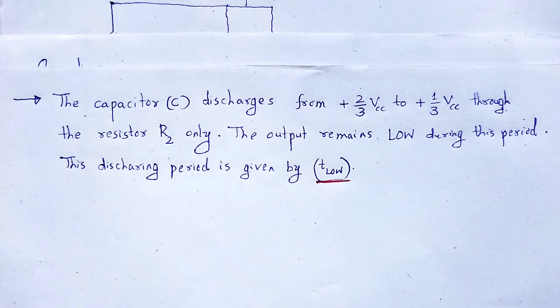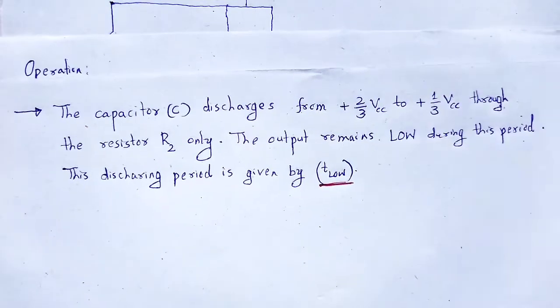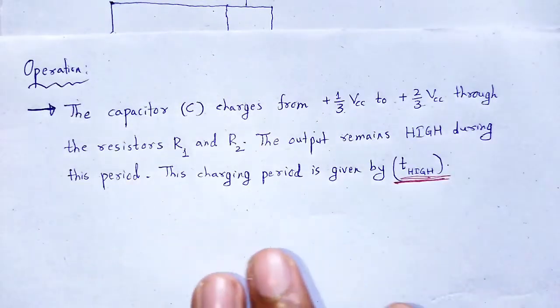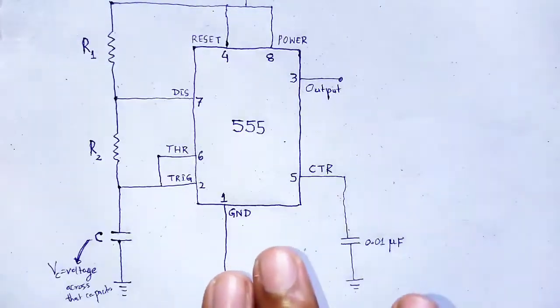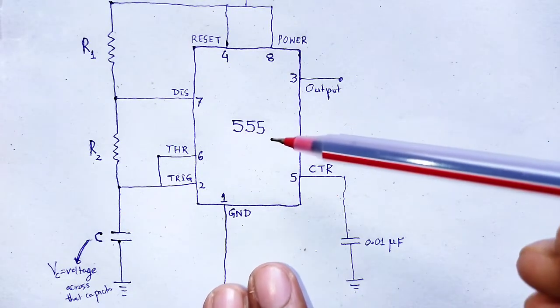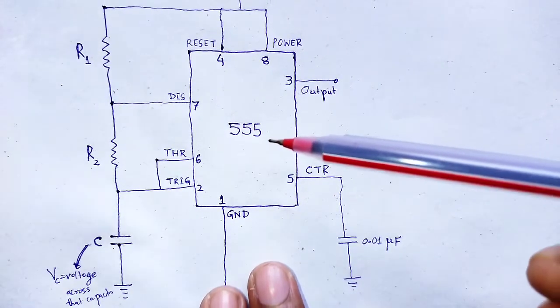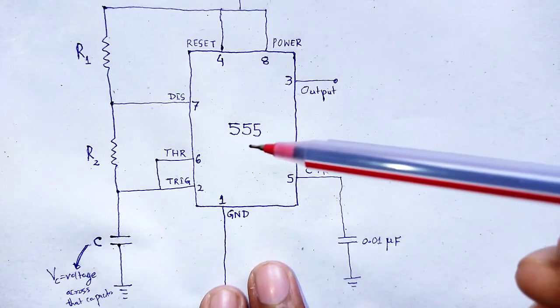This is all about how operations are held in case of 555 timer IC as astable multivibrator.